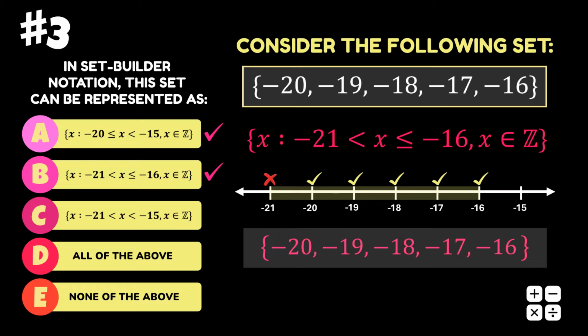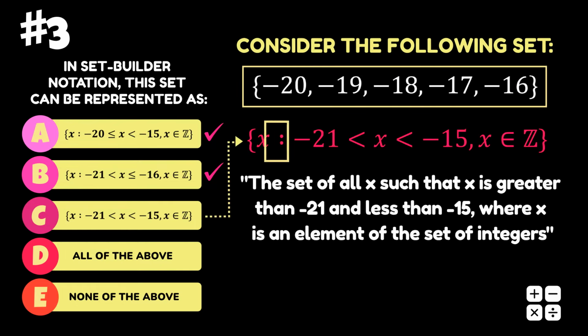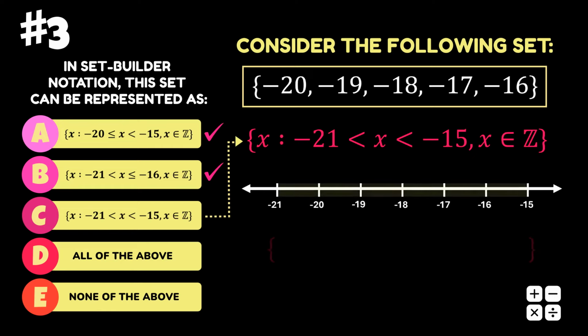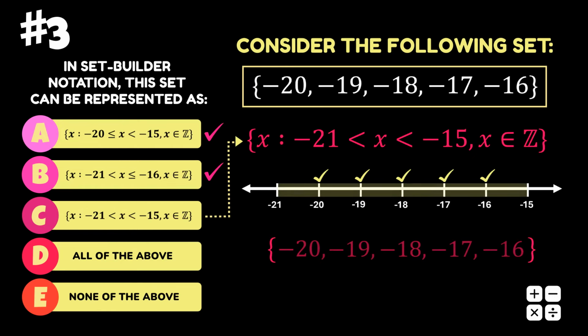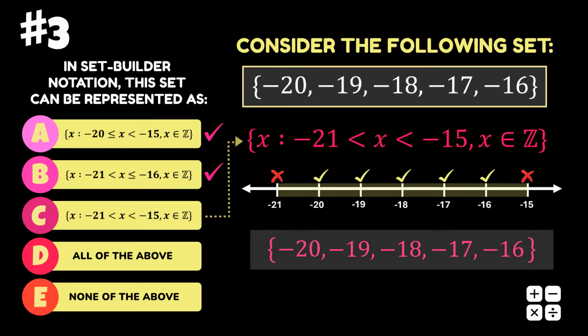Looking at option C, we can describe this set as the set of all x such that x is greater than negative 21 and less than negative 15, where x is an element of the set of integers. In other words, this set contains all of the integers between negative 21 and negative 15, with both negative 21 and negative 15 excluded. This set is identical to the set presented in the question, and so option C is also correct. Therefore, the overall answer to this question is option D.